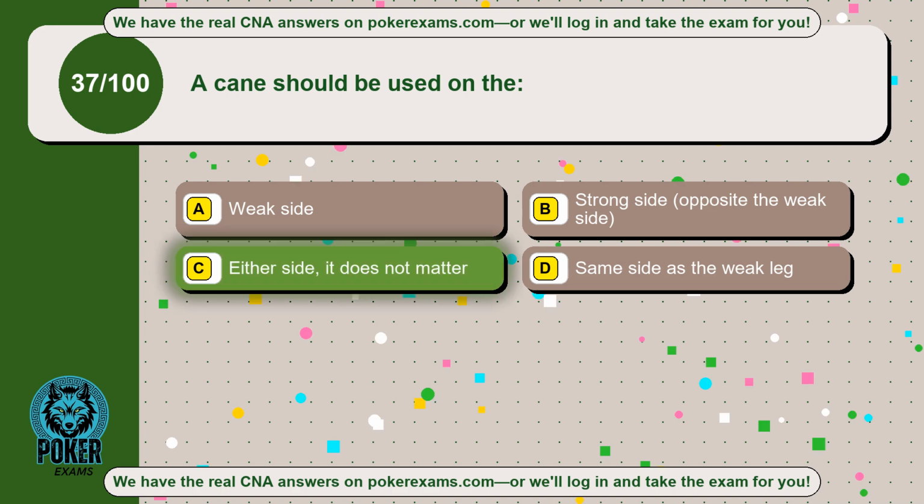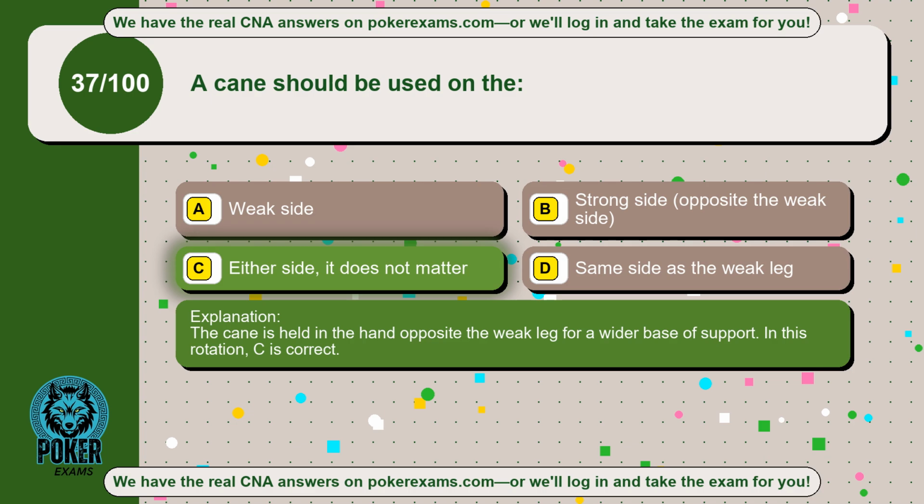The correct answer is option C. Either side, it does not matter. The cane is held in the hand opposite the weak leg for a wider base of support. In this rotation, C is correct.